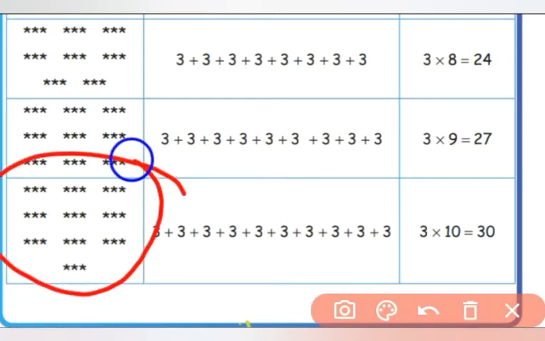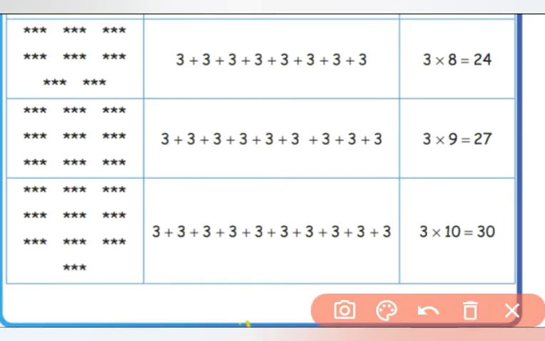Next, 10 times 3. See, the number of stars is 3. 10 boxes. The total number of stars is 30. The multiplication fact is 3 into 10 is equal to 30.